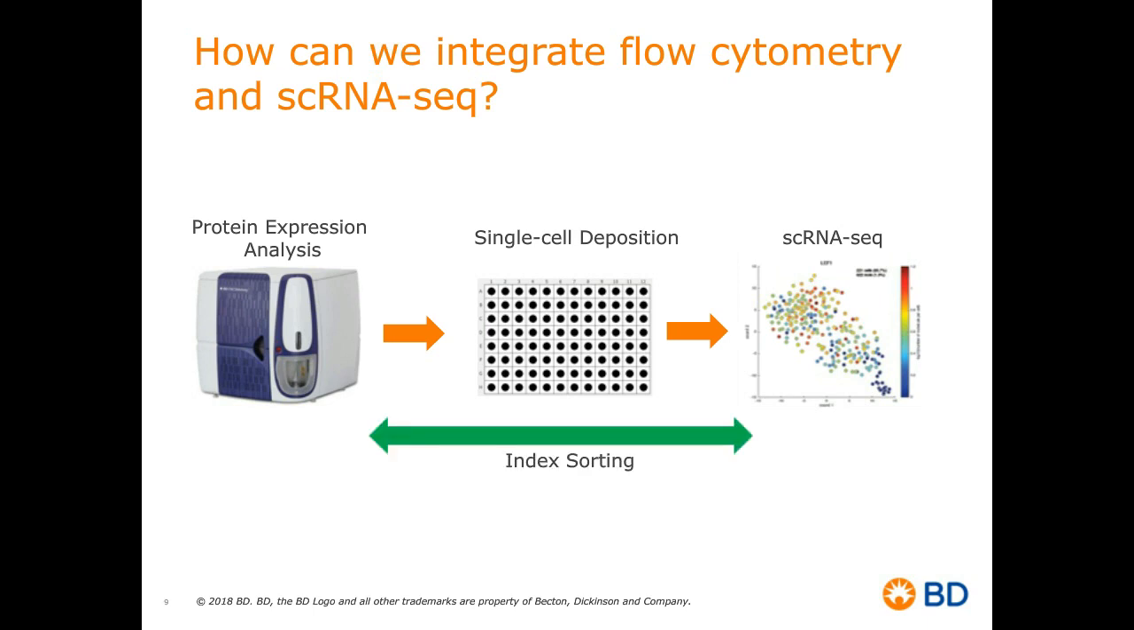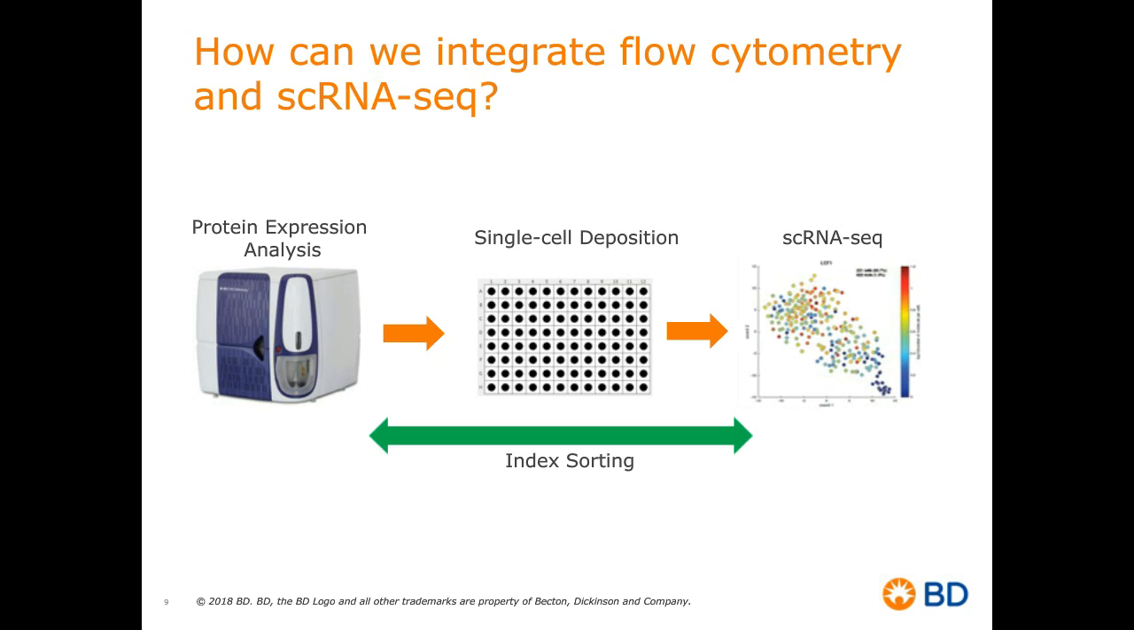And so index sorting was developed exactly to fill that gap, where now we can retrieve information about each cell of interest at the protein level, and we can perform a correlation of protein and gene expression profile at the single cell level. And that's going to be the core of today's webinar, and what we are really going to showcase is one of the available methods and technologies to perform a simultaneous protein and gene expression analysis.